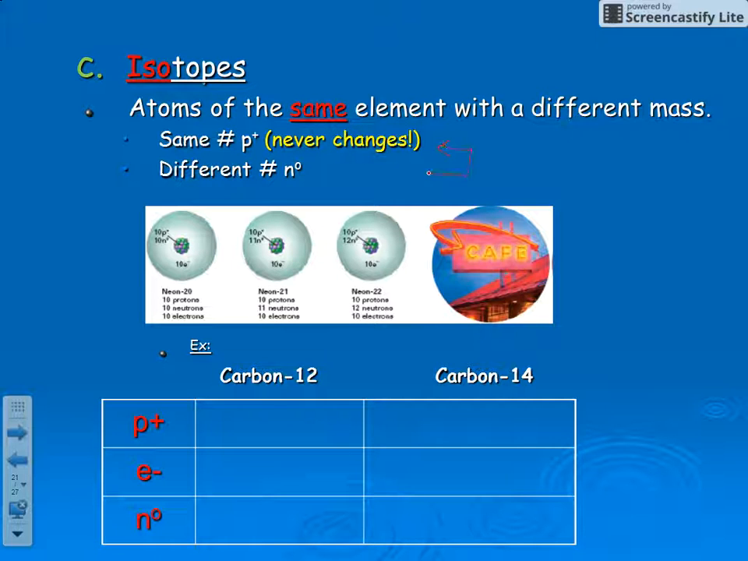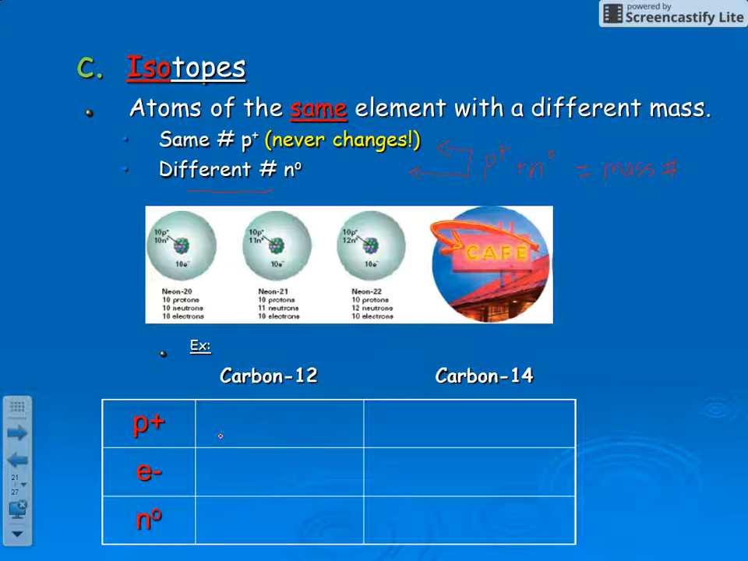Recall that we learned that when you add the protons to the neutrons, that's what is equal to the mass number. So since your protons can never change, the neutrons are what are different. Let's look here and break down the proton, electron, and neutron count in 2 of the isotopes of carbon: carbon-12, which is the most common isotope, and then carbon-14.